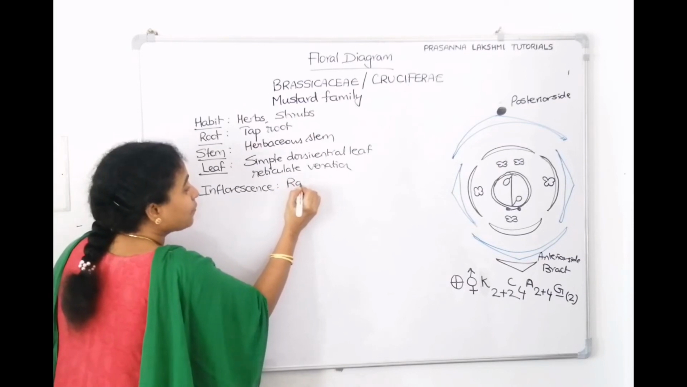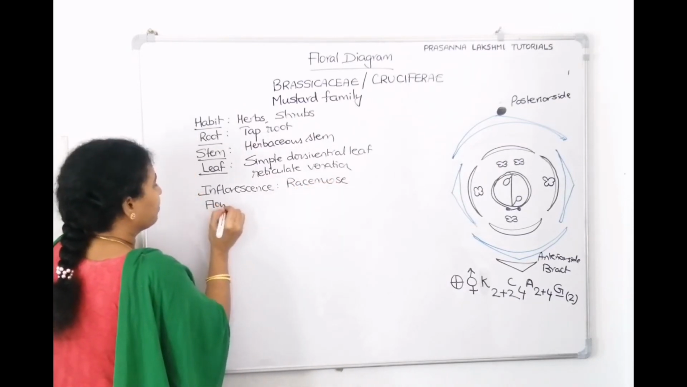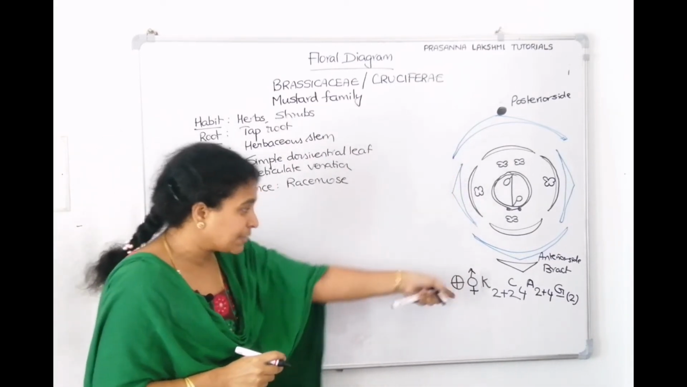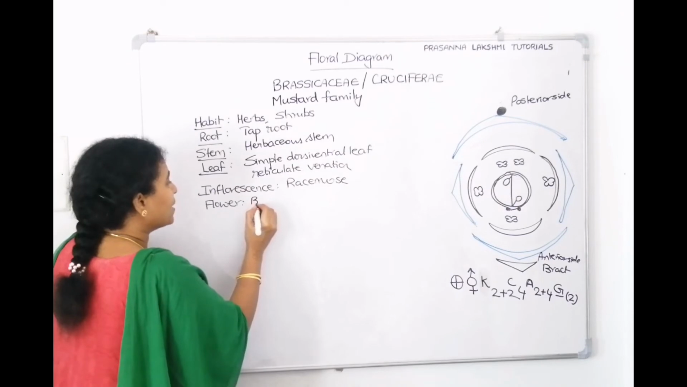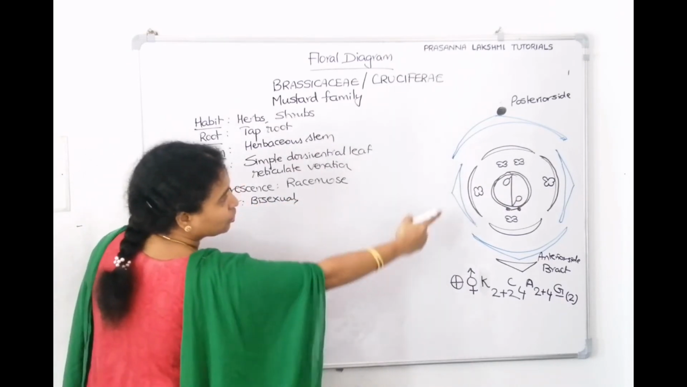It is racemose inflorescence. Now coming to the flower. You can see they are bisexual. This is the floral diagram of Brassicaceae only. So the flower is bisexual. Symmetry, I wrote here, actinomorphic.